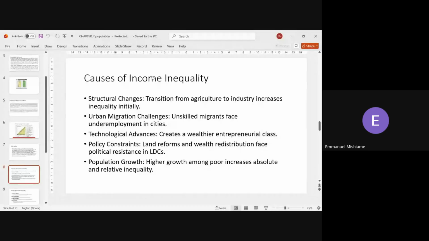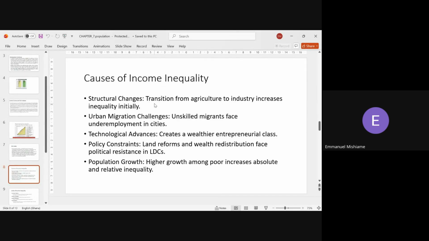All right, let's move on to the causes of income inequality. Now, number one, we have structural changes, in terms of transitioning from agriculture to industry. And this increases inequality initially. So when a country transitions from an agricultural-based economy to an industry-based economy, you move into the production of goods like steelworks, like shoes, like any other thing aside from agriculture. When you transition in that manner, there happens to be inequality at first because people are not well equipped to function in that industry.